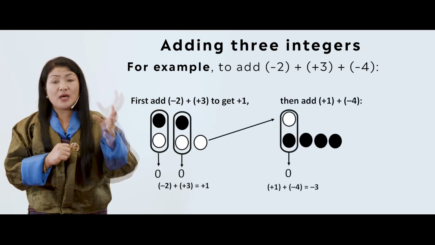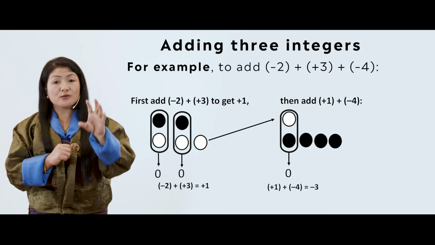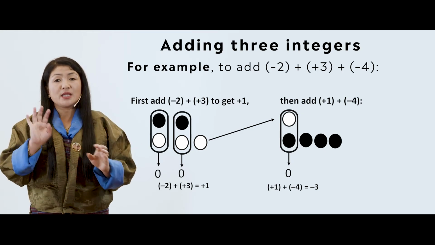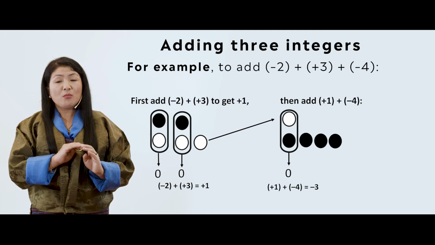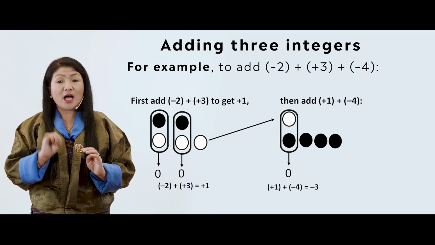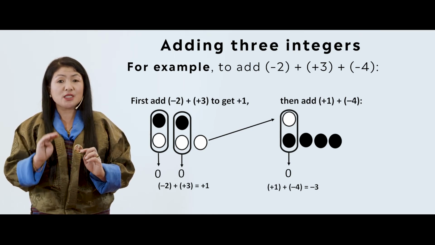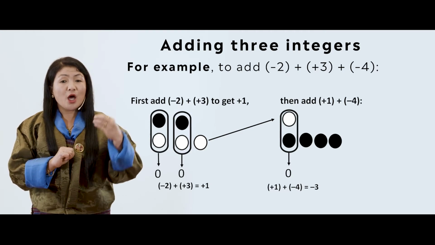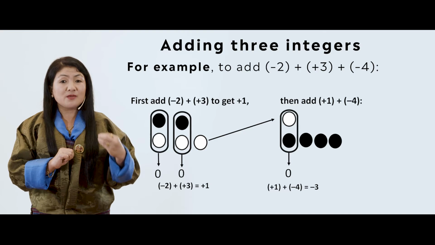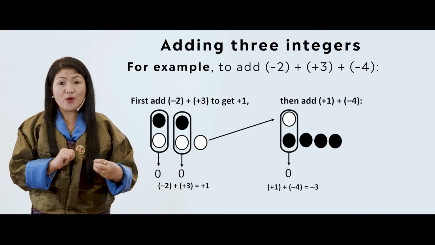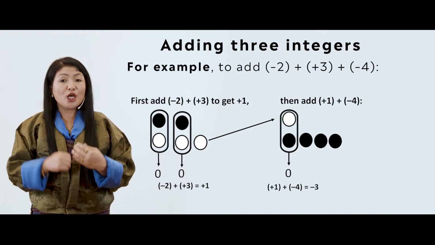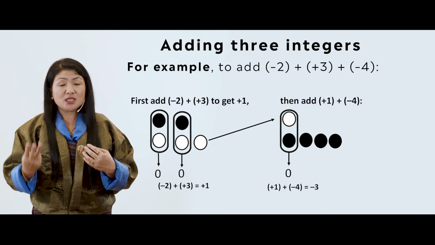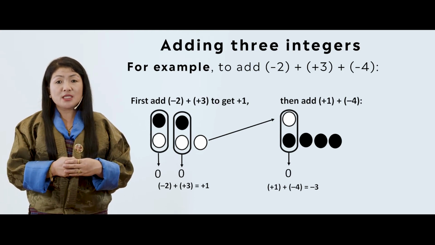So, you take a white counter there, and add negative 4 by modeling 4 black counters, which is worth negative 4. Then apply the zero property by taking positive 1 and negative 1. The value is 0 and we are left with 3 black counters which is worth negative 3.